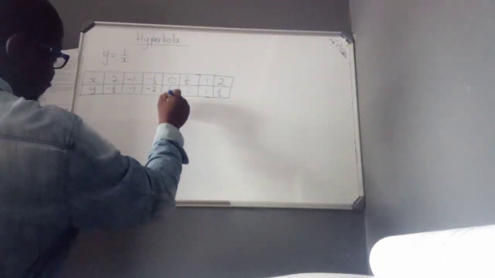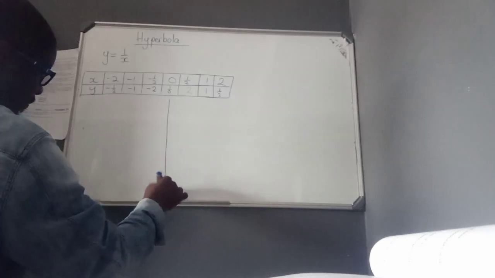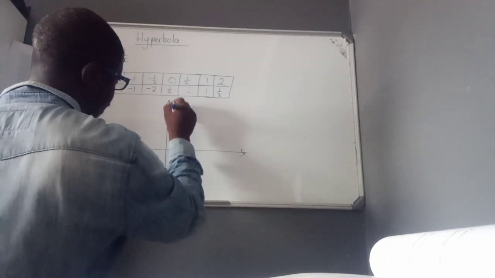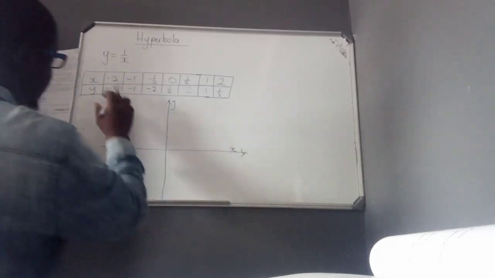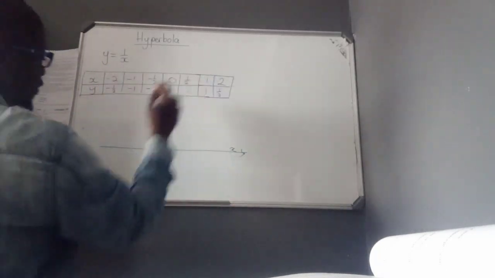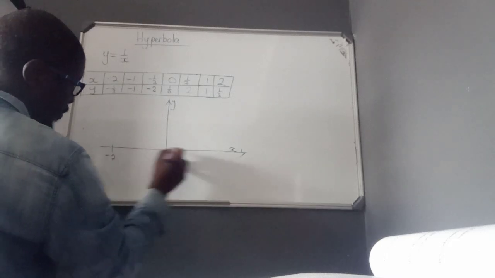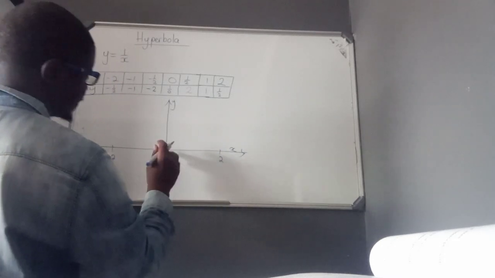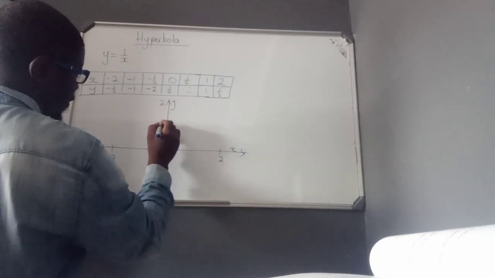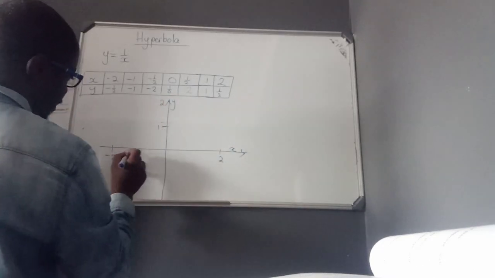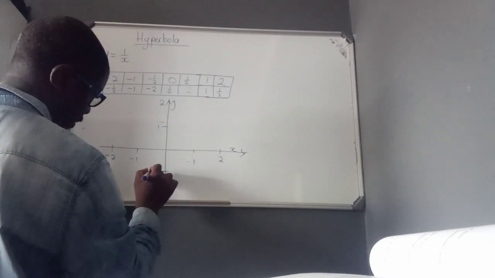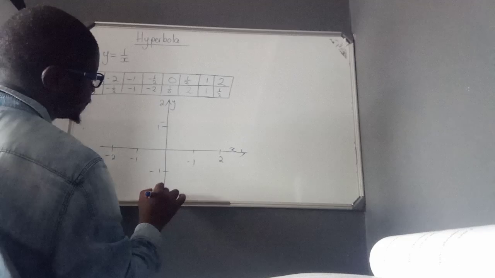Our next step is to go to the Cartesian plane. Let's draw the x-axis and the y-axis. That's our y-axis, that's our x-axis. Since my x values start from -2 and go to 2, the biggest values we have are -2 and 2. For y values, the biggest value is 2. I write my 1 here, -1 here, and -2 here.